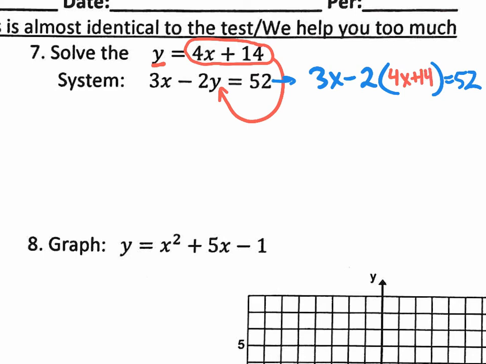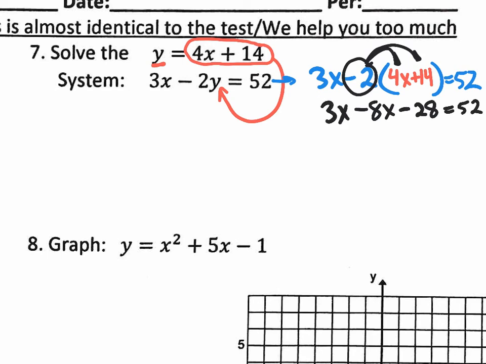So we now have a multi-step equation that we need to simplify first and then solve, and we'll have the answer for x. So let's start simplifying. This negative 2 times 4x, that's negative 8x. Negative 2 times positive 14 is negative 28. Bring down the equal sign, the 52. Bring down this 3x out in the front. After distributing, you're supposed to try and combine like terms. You have the 3x minus 8x. That is a minus 5x. Bring down the minus 28, the equal sign, the 52.